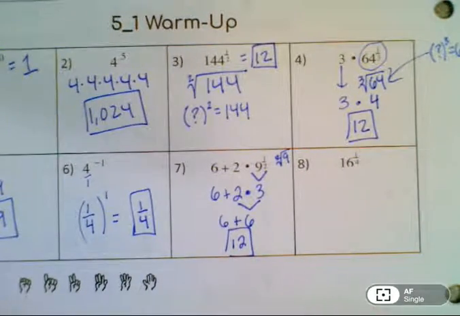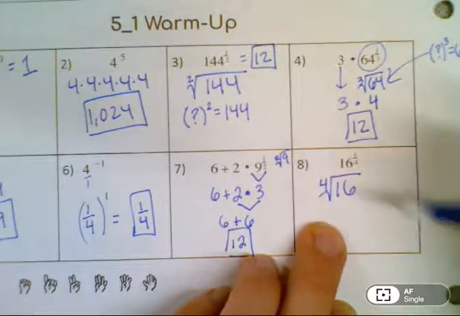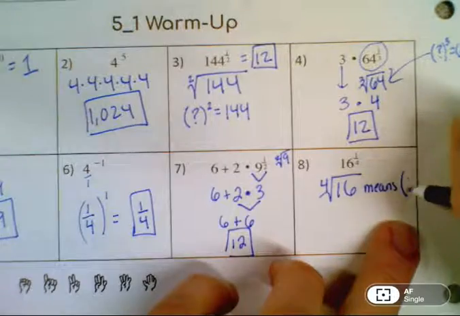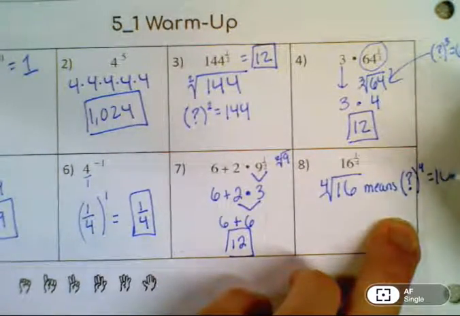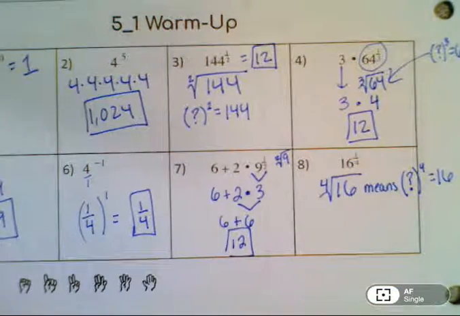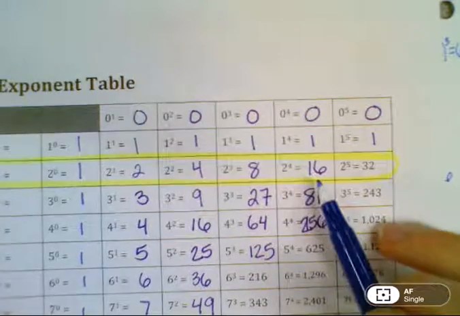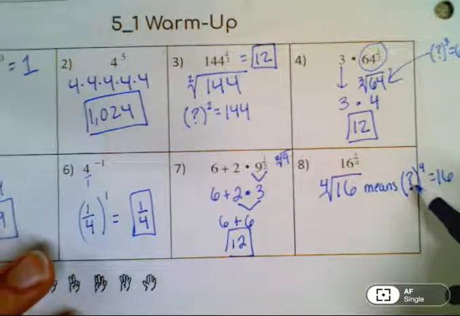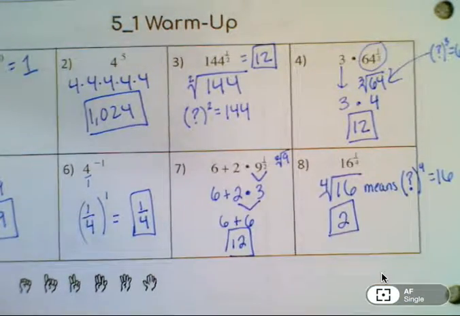Last problem, 16 to the 1/4 power. That means the fourth root of 16, which means what number to the 4th power is 16? So I'm going to look on my chart. 2 to the 4th power is 16. It's right here, which means the question mark is 2. So this whole thing just equals 2.